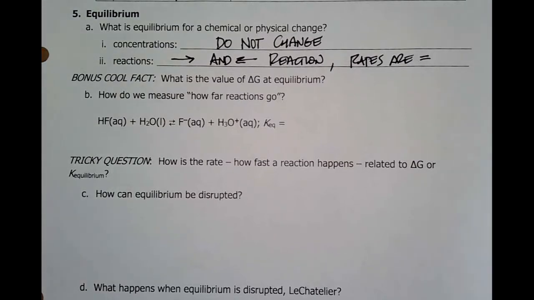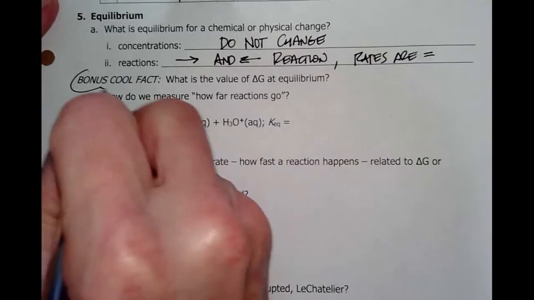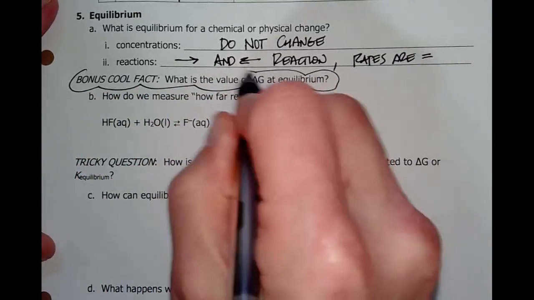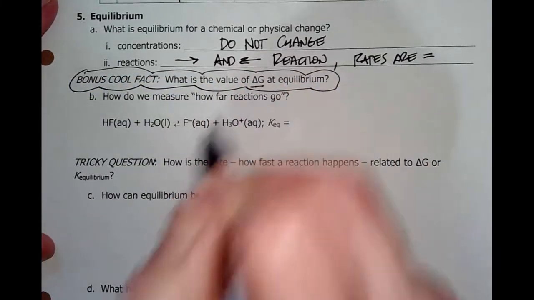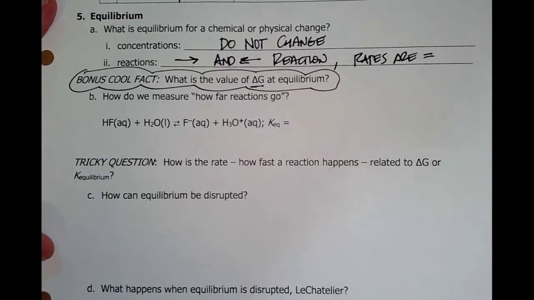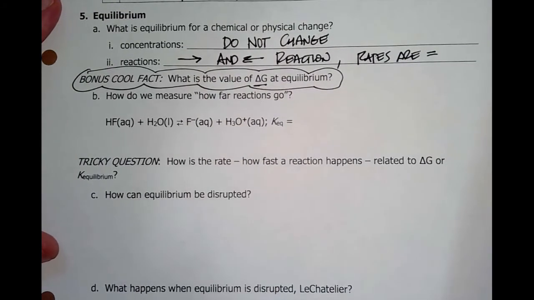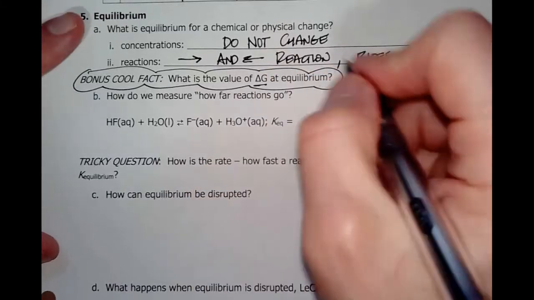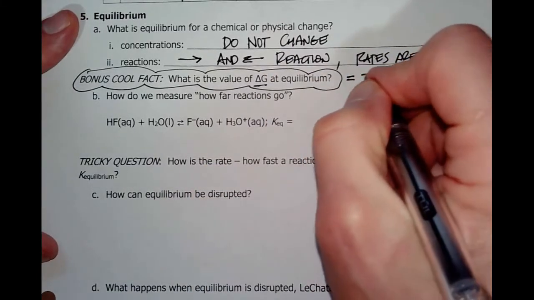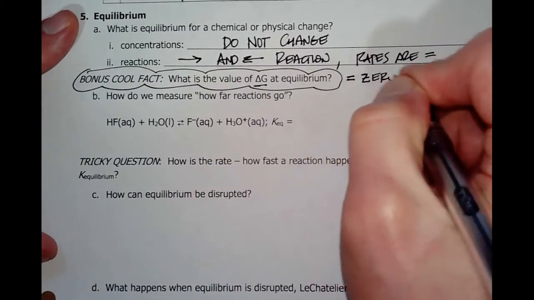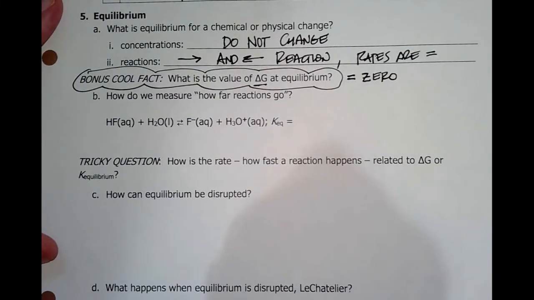Now, we didn't really get into this semester, delta G at equilibrium. At equilibrium, there's no tendency to do anything. There's still reactions happening, but there's no tendency to make more products or go back to reactants. The funny thing about delta G at equilibrium, it equals 0. That is so cool.